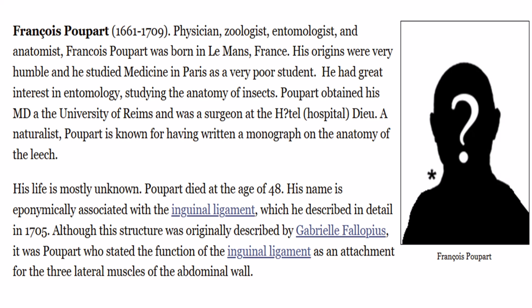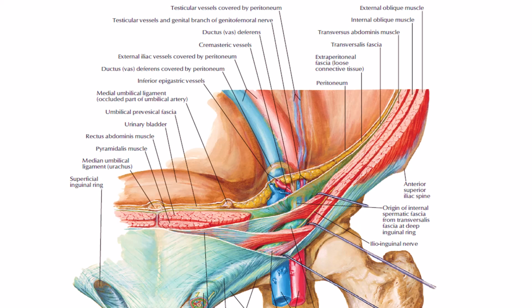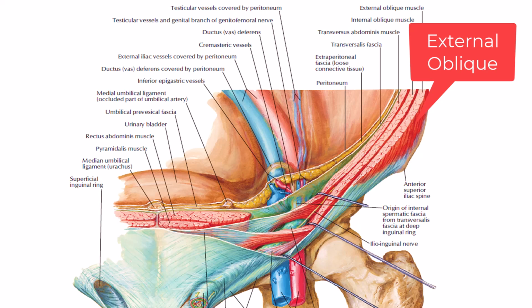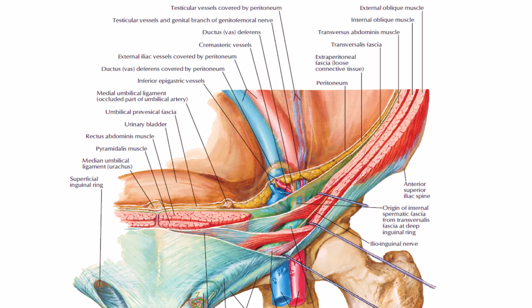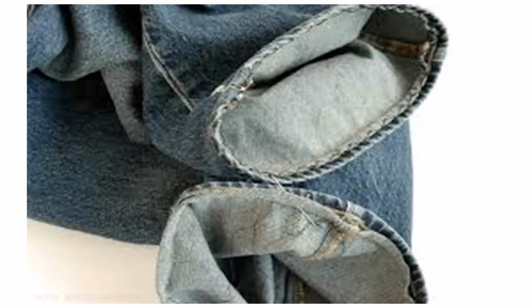You all know the outermost muscle of your abdomen. What's the name of that muscle? Yes, it's external oblique. So the inguinal ligament is simply the bottom edge of external oblique that has been rolled up and tucked under itself to create a thick, sturdy hem. And I'm sure you know the meaning of sturdy.